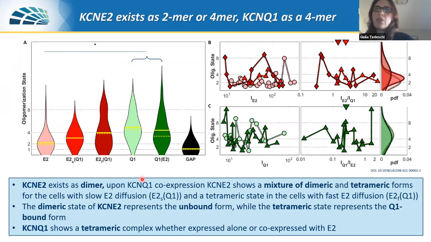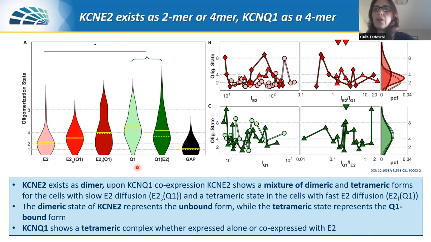Here you can see our results. For KCNE2, we proved that it exists as a dimer when it's expressed alone. And for our co-expression, we see that the fast population is in the form of a tetramer, while the slow population, you can see here, is between a dimer and a tetramer. Since the trimeric version is not physiologically possible for this kind of channel, we interpreted that as a mixture of dimers and tetramers.